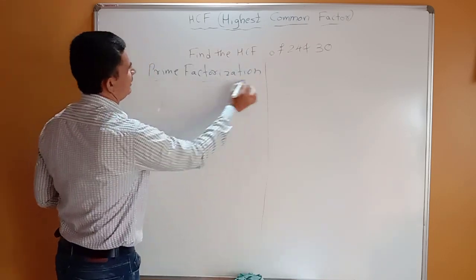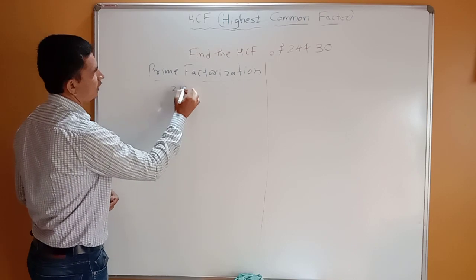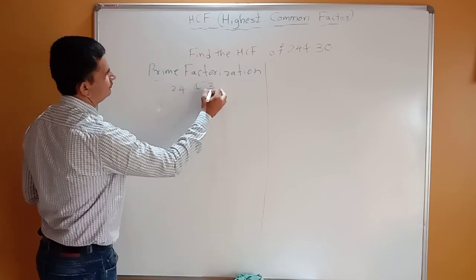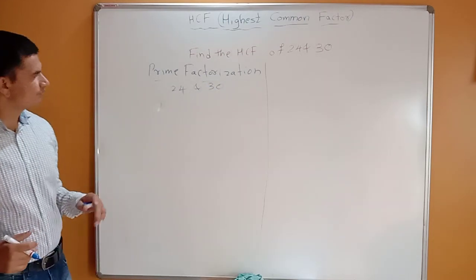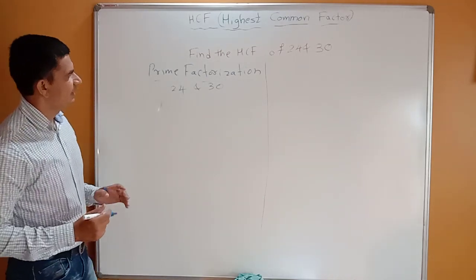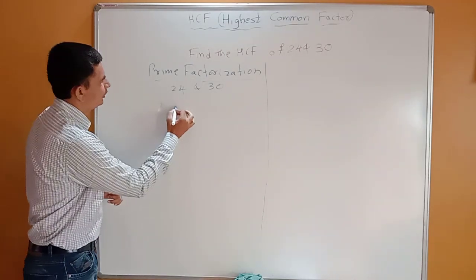Okay, in the prime factorization method, what do we have to take? Both numbers we have to take. Okay, students, first let us find the prime factors of 24.